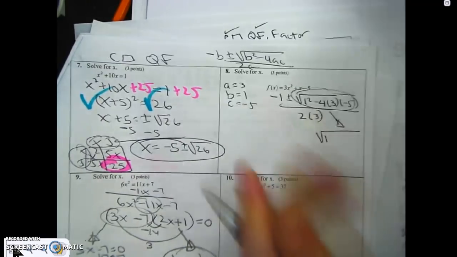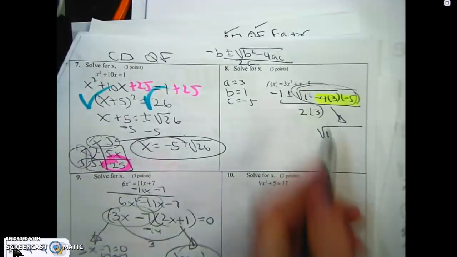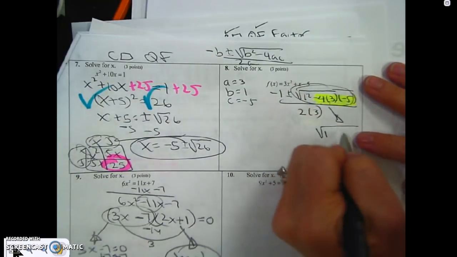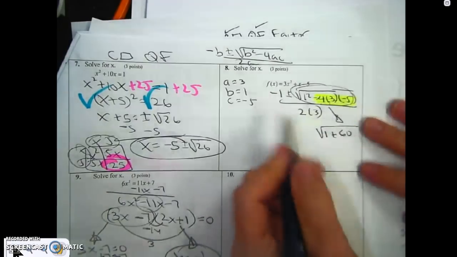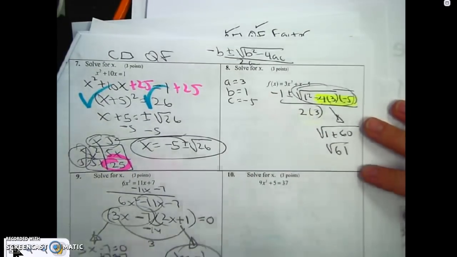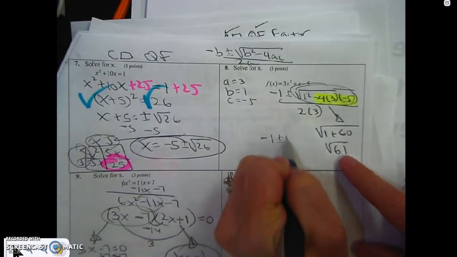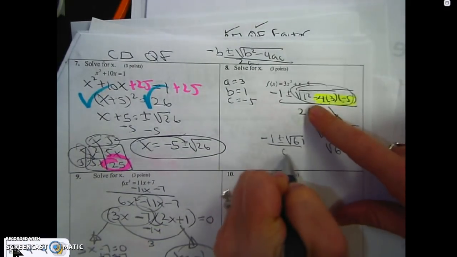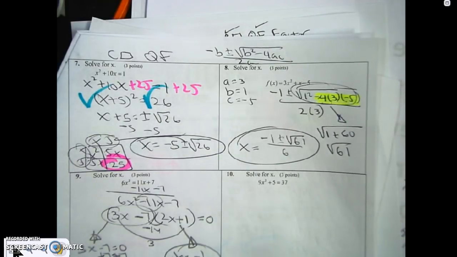Remember, for me, the most difficult part is this one, so I take care of that first. 1 squared is 1. Multiply all of this. Don't even look at the negatives. 4 times 3 is 12, times 5 is 60, and a negative times a negative is a positive. 1 plus 60 is 61, and that's prime, so that's cool. So I'm done. -1 plus or minus rad 61 over 6, x equals. I can't simplify it anymore, so I'm good to go.